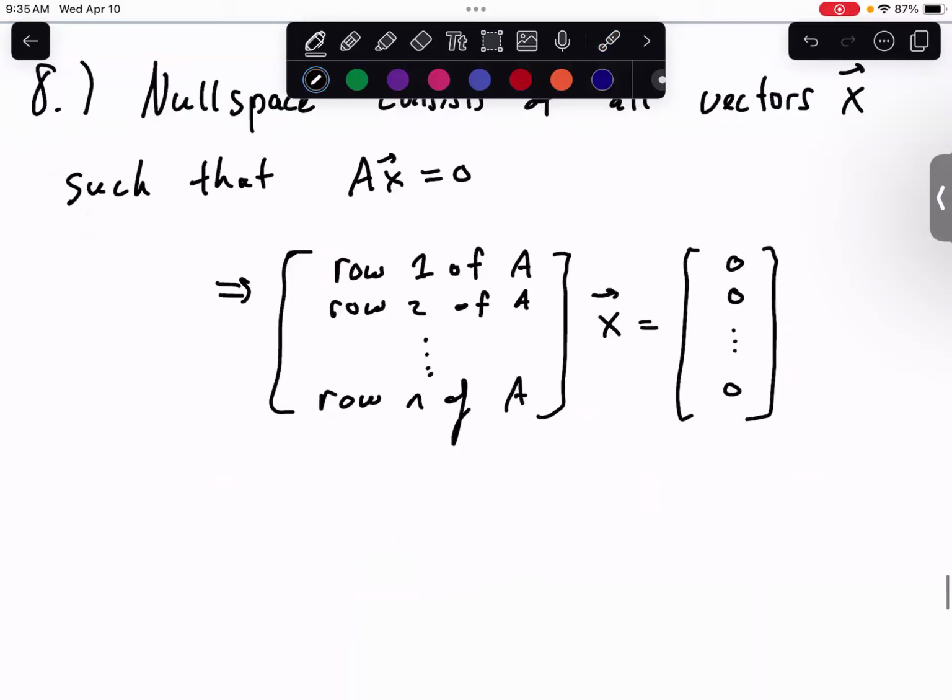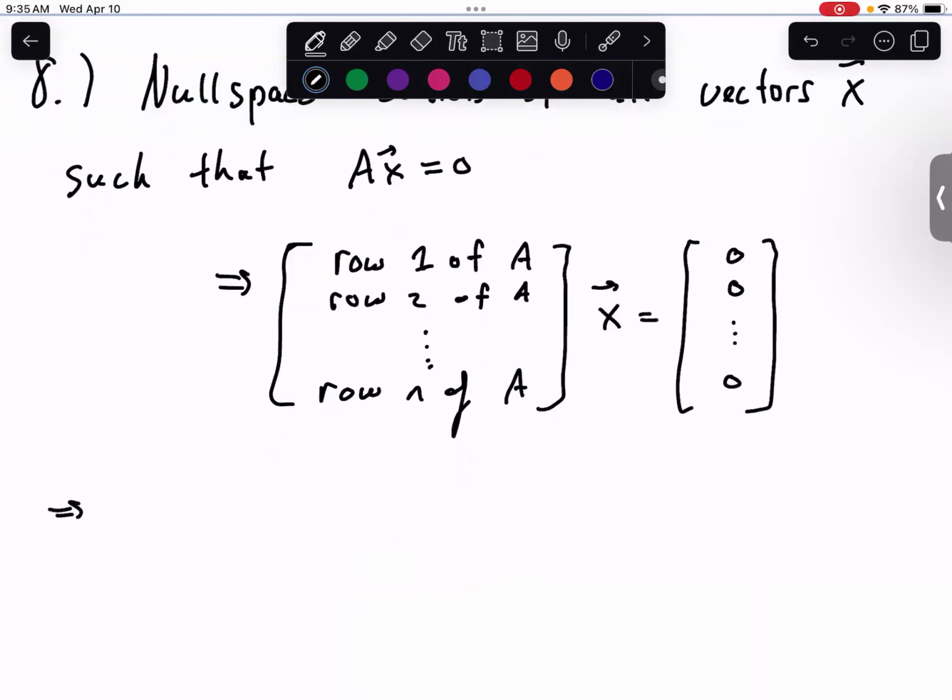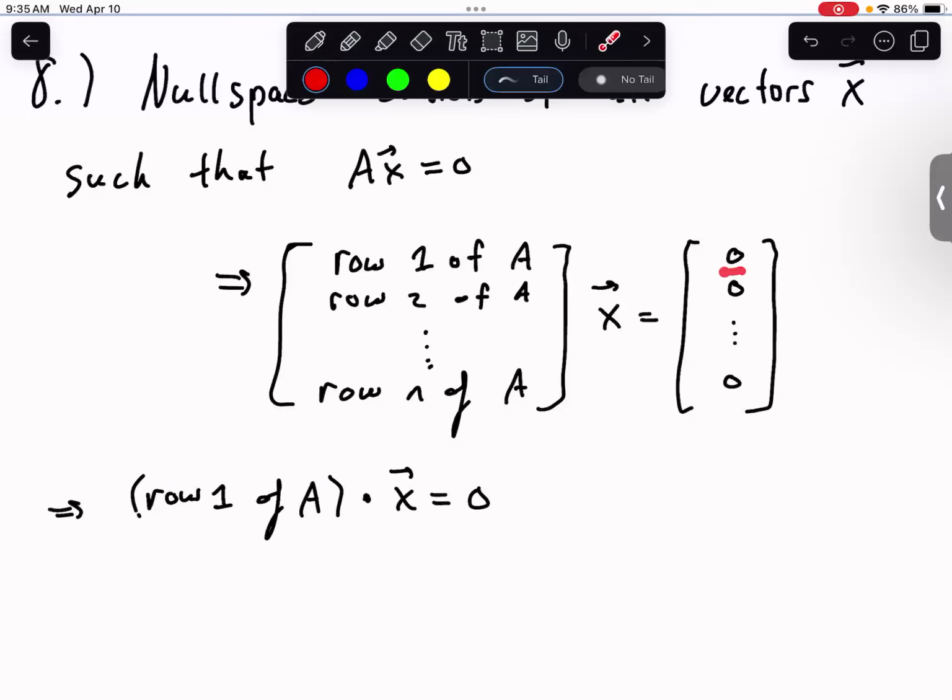And so what this is really telling you is that row 1 of A dotted with X has to be equal to 0, right? If we want to determine this entry here, this is obtained by doing the multiplication of row 1 of A with X, which is really just the dot product of row 1 of A with X. So we see this ends up giving you 0. And then it's the same story for every single row. To get this entry to be equal to 0, it implies that row 2 of A dotted with X is equal to 0.